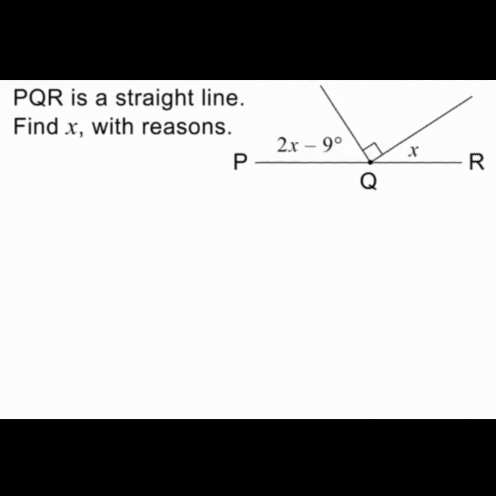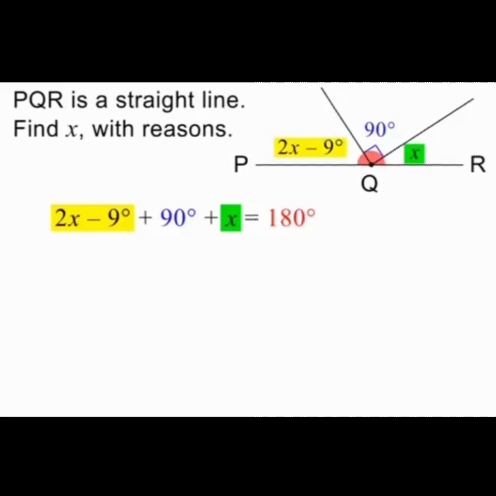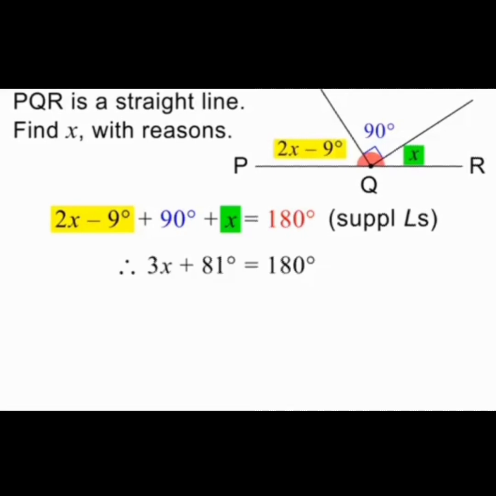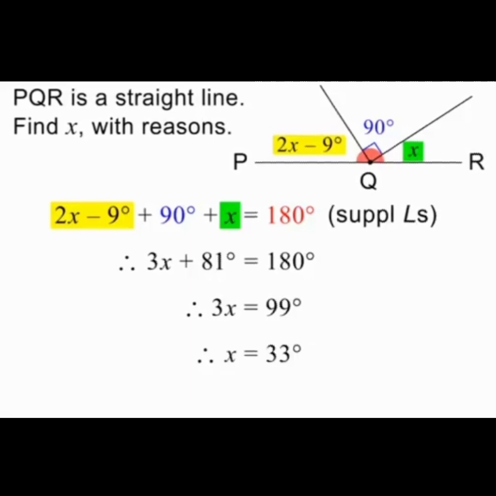Here is the next question. Please pause to read it. This right angle symbol tells us that we have a 90-degree angle in the middle. And because we again have adjacent angles on a straight line, we can write the following. And the reason is supplementary angles. We then add like terms on the left, giving us 3x plus 81 degrees equals 180 degrees. To isolate the term with x, we subtract 81 degrees from both sides. And to isolate x, we divide both sides by 3. Please pause to check my working.